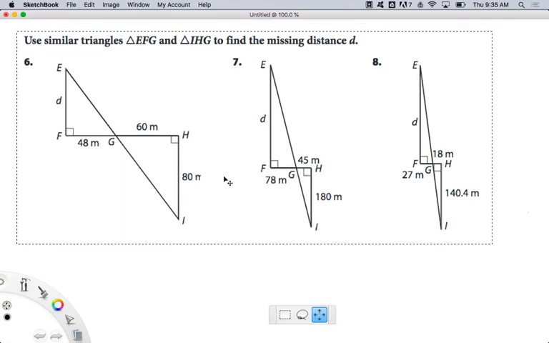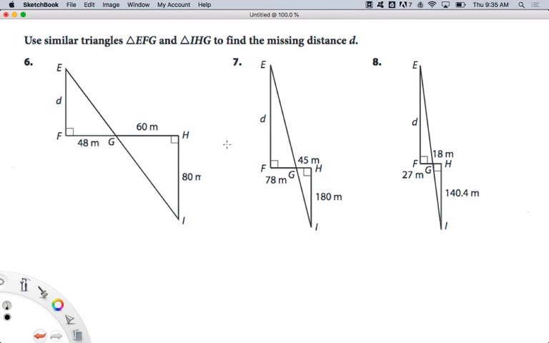Mind you, all these problems are taken directly from your homework. So, if you want extra practice, there's tons of practice in your book. Now, we have these 3 problems here. The first thing I want to do is figure out if these triangles are indeed similar. So I notice I've got one set of congruent angles there. What do I know about these angles here? They're vertical. And what do I know about vertical angles? They're congruent. Good.